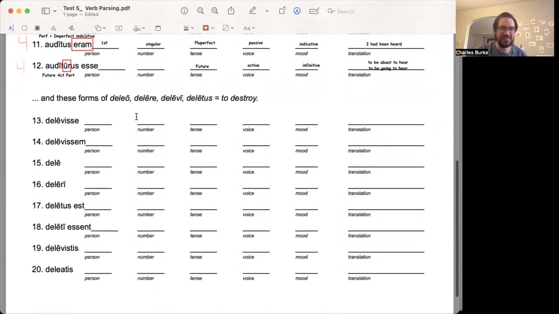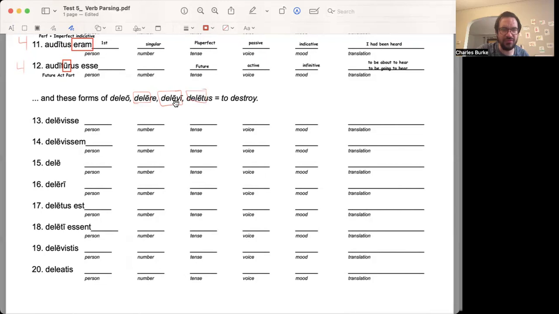Second part. These forms of deleo, delere, delevi, deletus, to destroy. So first thing, I'm going to figure out what principal part all these are from. So is it from delet? Is it from delevi? Or is it from deletus?